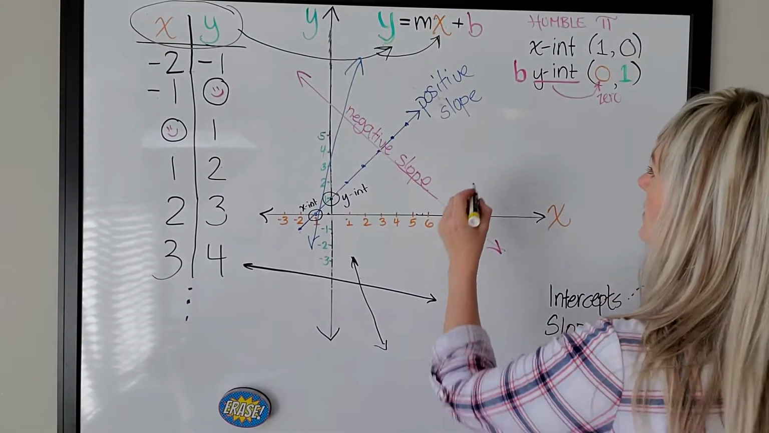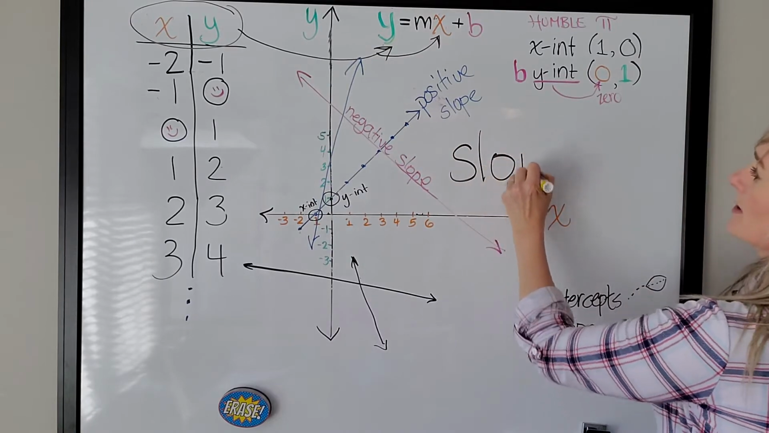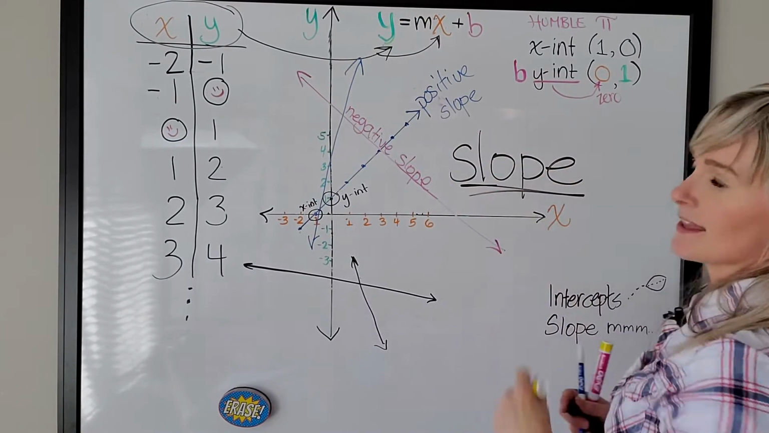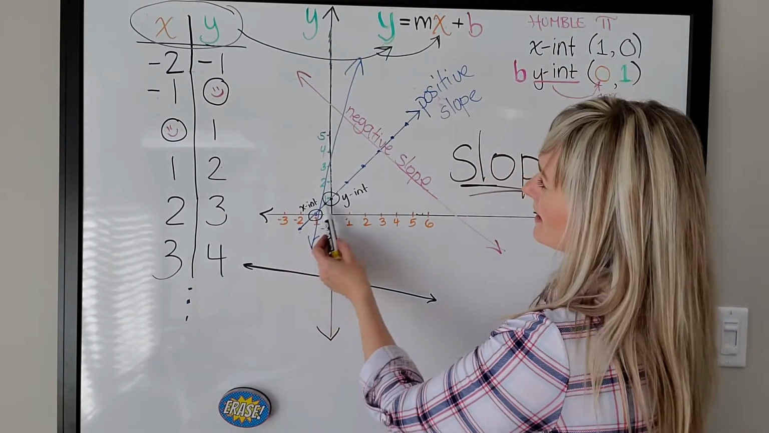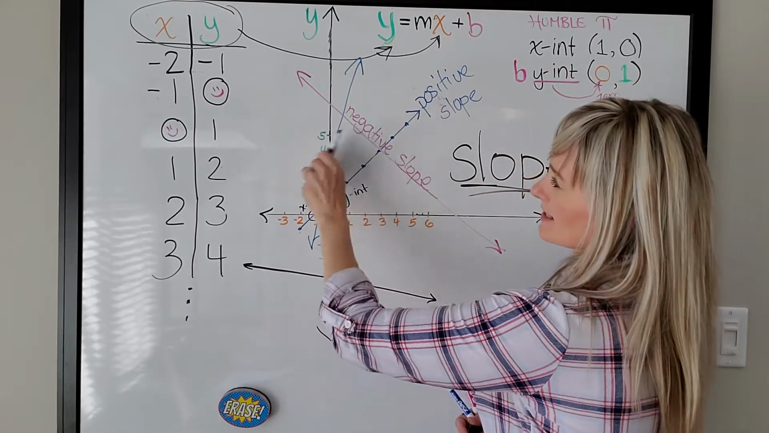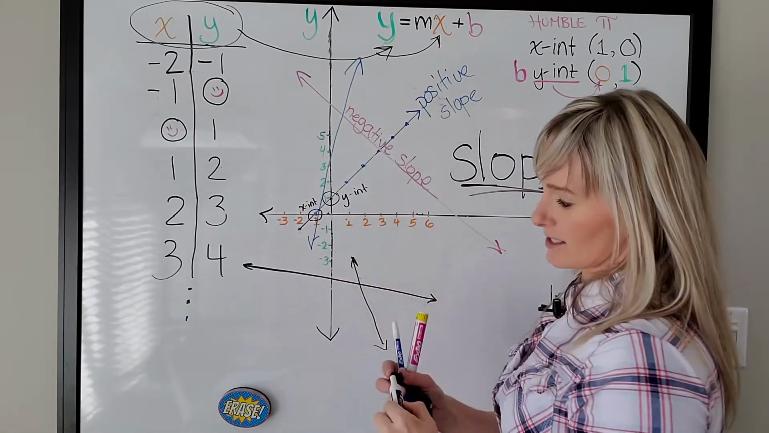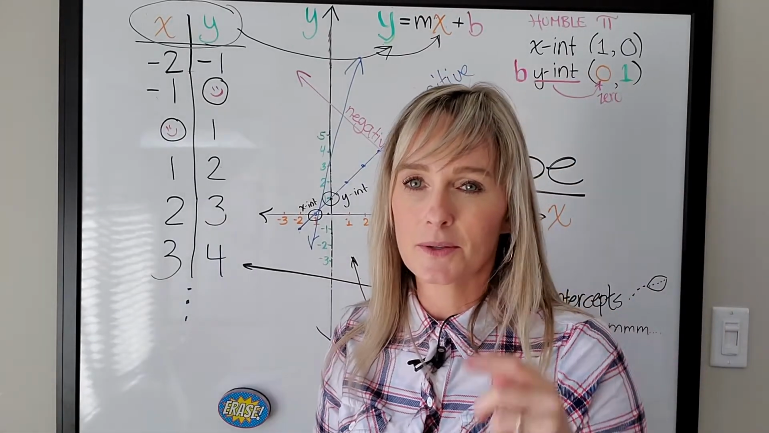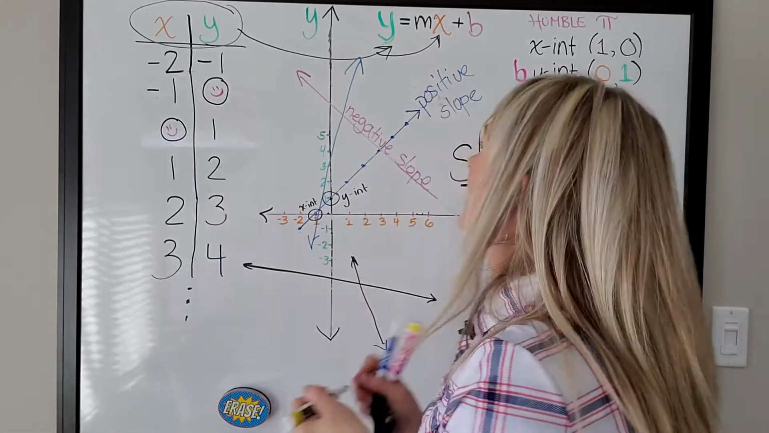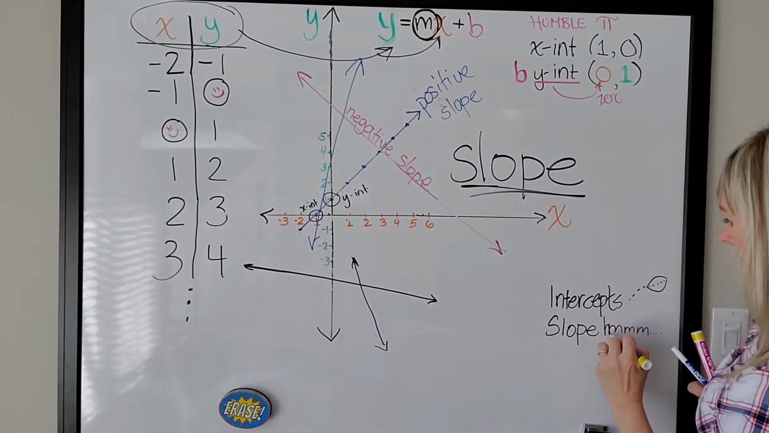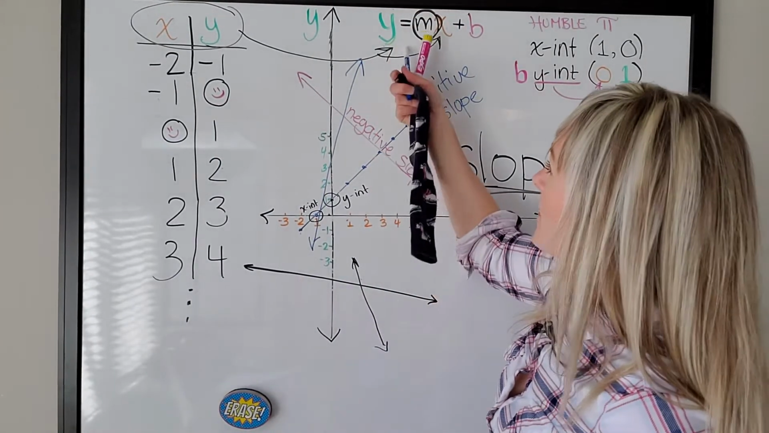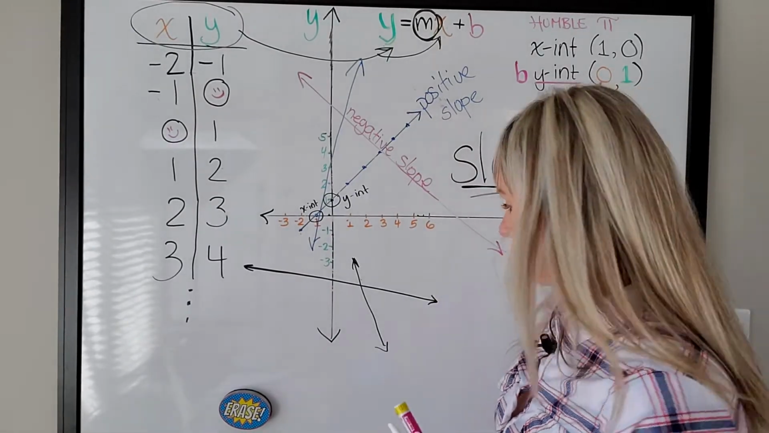So the key word is S-L-O-P-E, slope. That means the steepness of your line. So we can calculate exactly where this line is going to go using slope. Does that make sense? I hope so, because that M right there stands for slope.